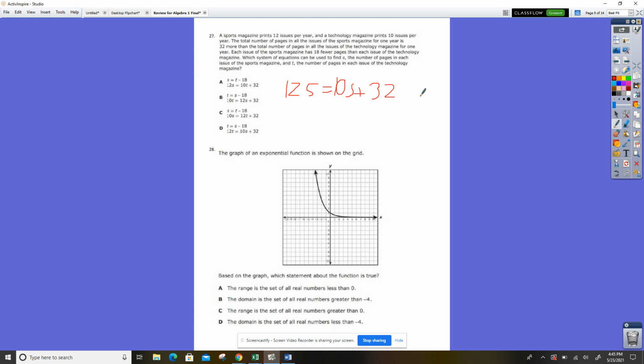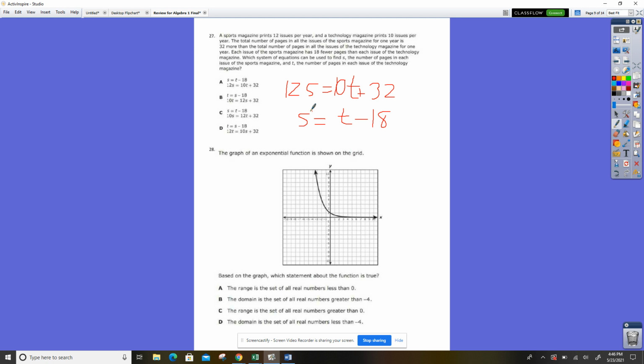But then it also says each issue of the sports magazine, so again, S equals, is 18 fewer pages than the technology, T minus 18. So then you just find the equation that matches. Now, it is cut off a little bit, but we can see that, oops, I made one mistake. This ugly squiggle right here is supposed to be a T. Please excuse my mistake.